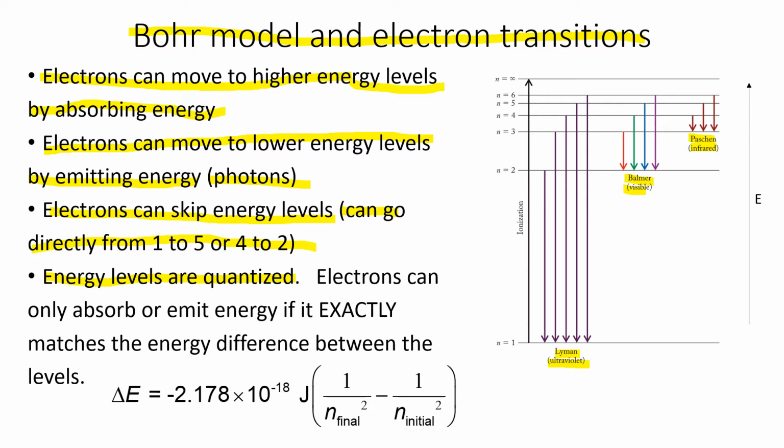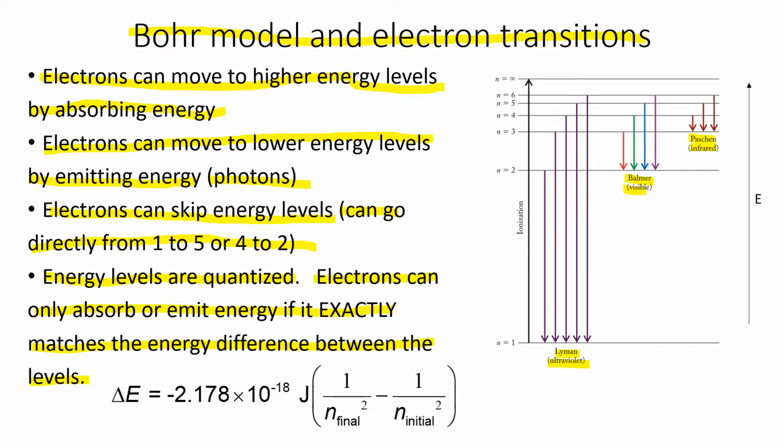So when we say energy levels are quantized, that means electrons can only absorb or emit energy if it exactly matches the difference between the energy levels. This is a little bit different than what we're used to seeing. We're used to seeing things on a continuum. So I want to use our diagram to talk about what this means.